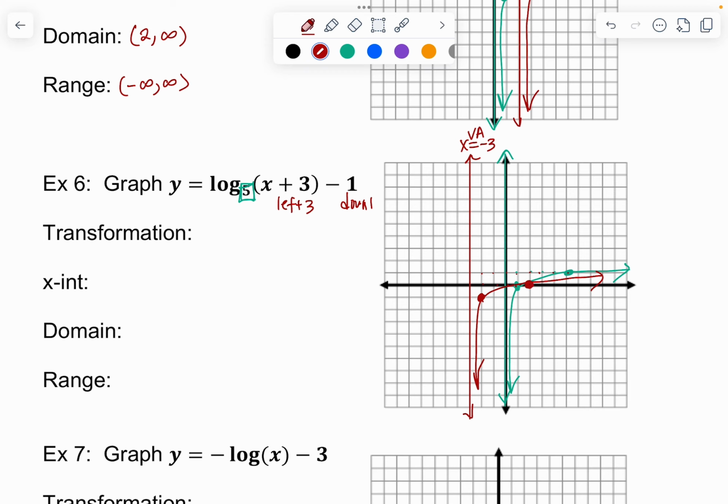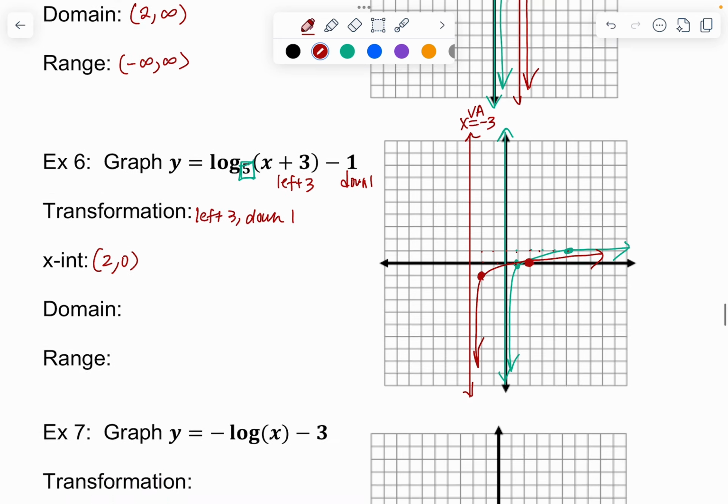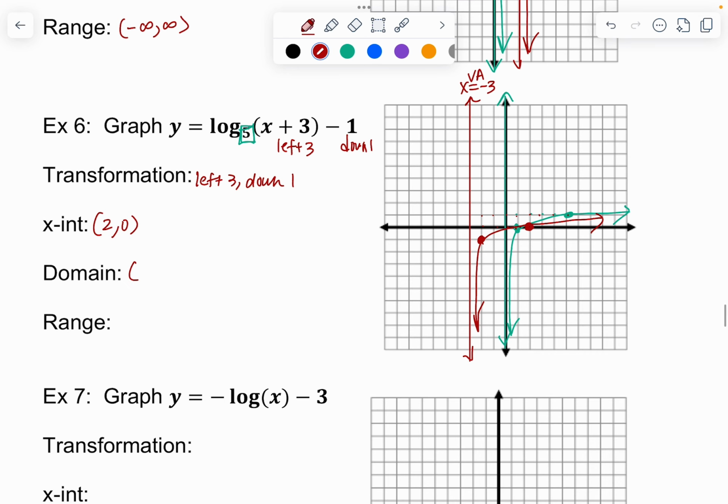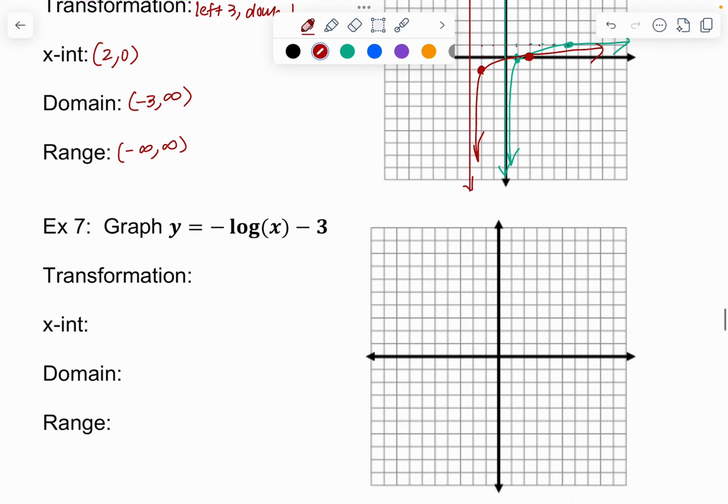So here we do have a nice x-intercept, it's 2. And so transformation left 3, down 1. Domain, we're still to the right of the asymptote, which is now at -3, going to positive infinity. Range still -infinity to positive infinity.